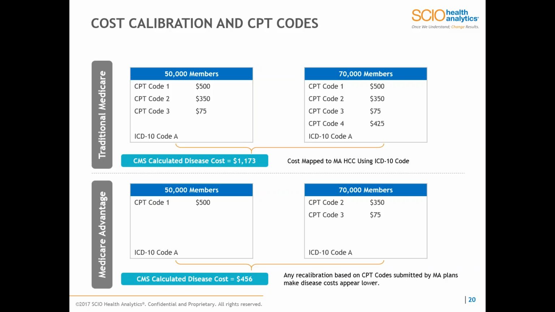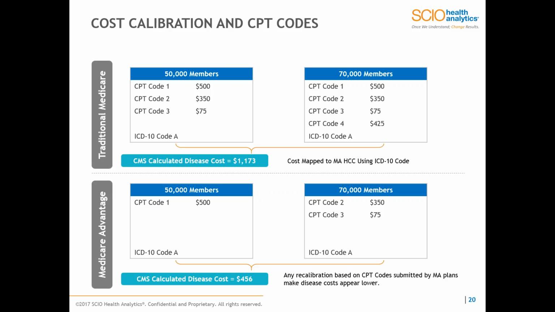Here's an example of why it is so important for us to get it right. Traditional Medicare, let's say you had 5,000 Medicare beneficiaries, and they all had an ICD-10 code, A. I don't know what disease it is, but they all had A. And so 50,000 members had their billing to CMS with these three CPT codes, and each of these codes you can see the value. And then there were another 70,000 beneficiaries who had the same disease. They had code A, and they sent these 4 CPTs. So CMS, and I'm simplifying this tremendously, but the gist is they would take these 120,000 members, look at all the costs for disease A, and come out with an average disease cost for code A of $1,173. That's what they say it is.